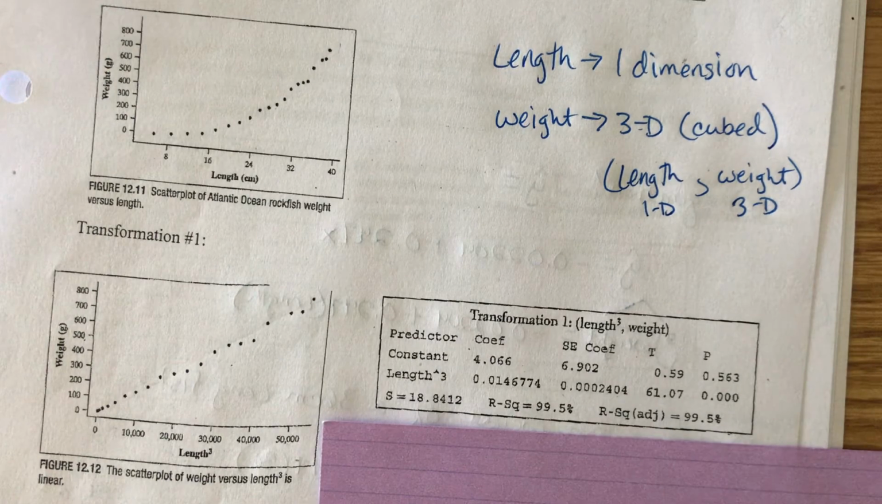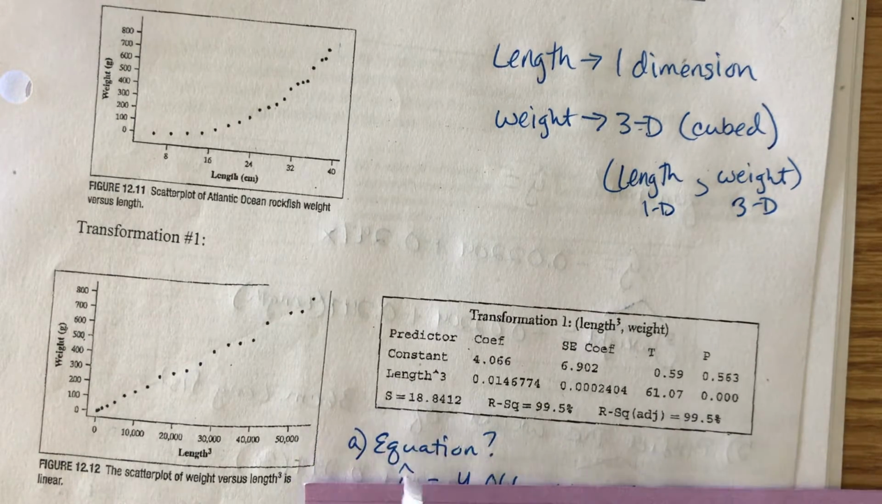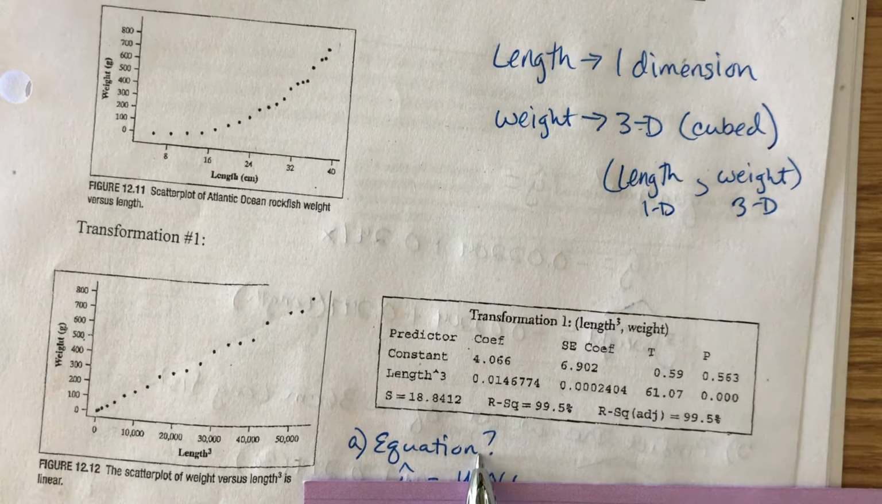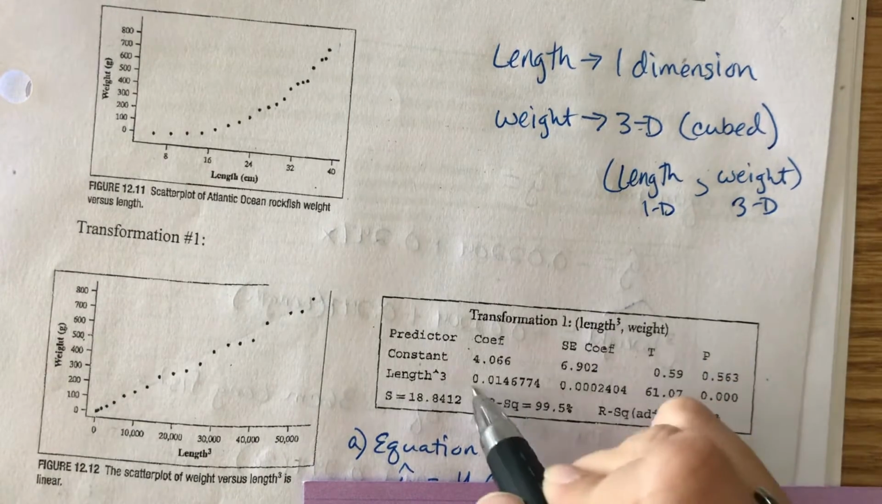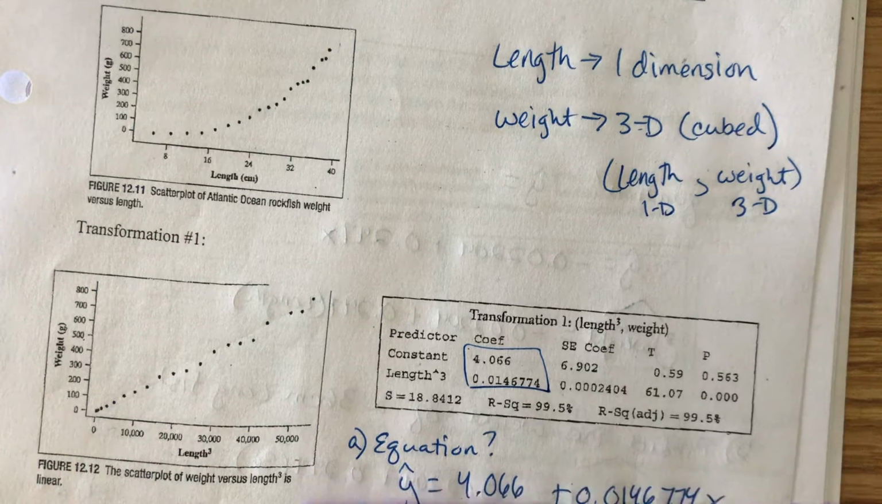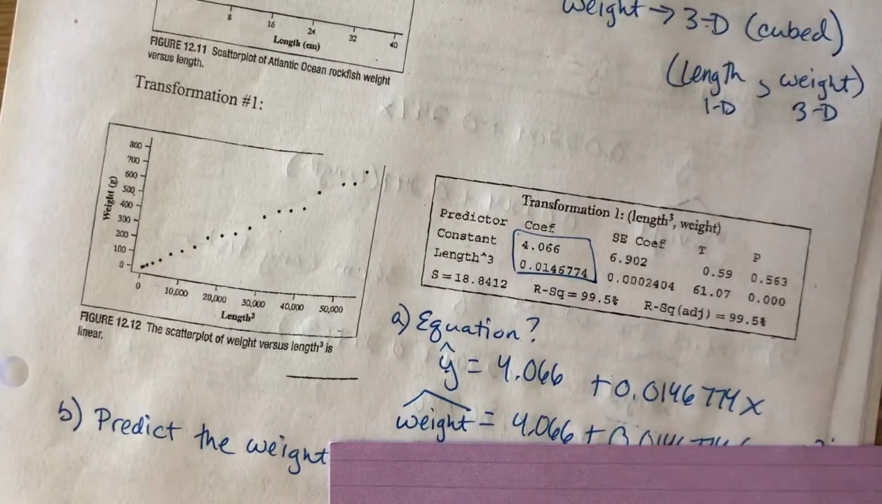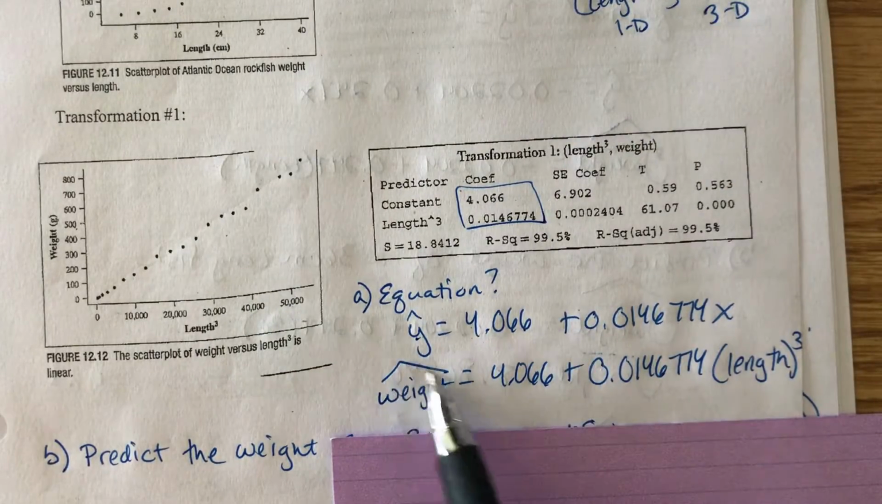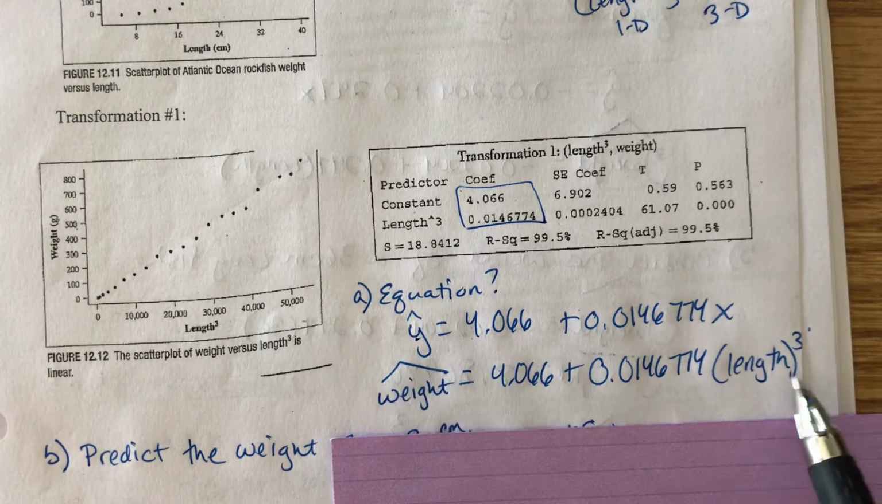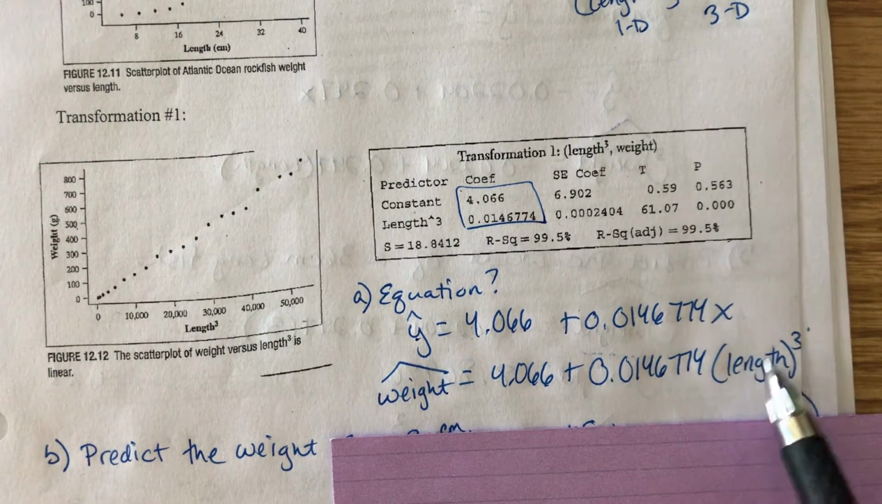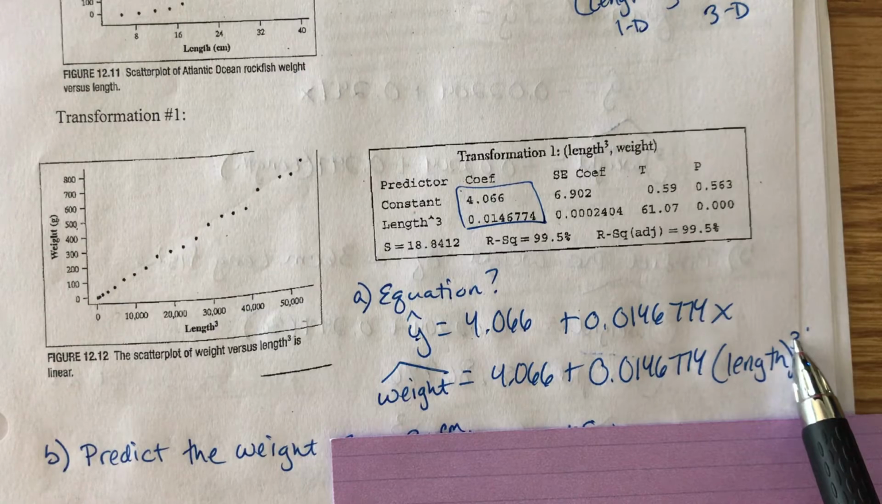So if I forgot to put the equations down, but the first thing I asked you was, what's the equation? Well, we have our a and our b here. So y prime, or y hat, equals a plus bx, but be careful. Weight is your y hat, x is length cubed. Oops, I'm off the screen, I'm sorry. So y hat is your predicted weight, but your x is length to the third power.